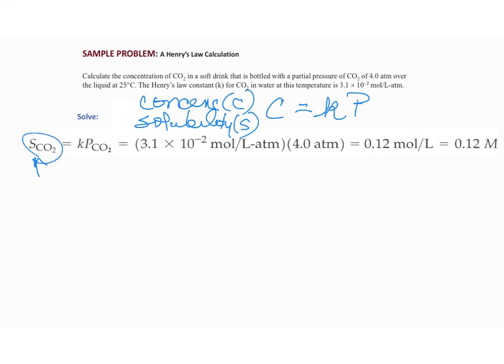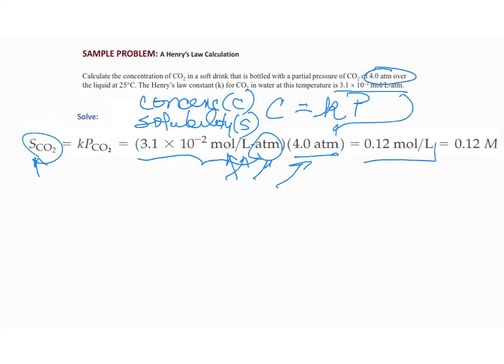All right, so solubility or concentration of dissolved gas. Henry's constant must be given to you, which it was. Watch your units, though, okay? Make sure that everything matches. And pressure, now since Henry's constant was given to us with atmospheres, pressure must be in atmospheres. So this problem was nice. It gave everything in the correct units. And then you get solubility or concentration in moles per liter, which is molarity. And there it is. Pretty easy, huh?